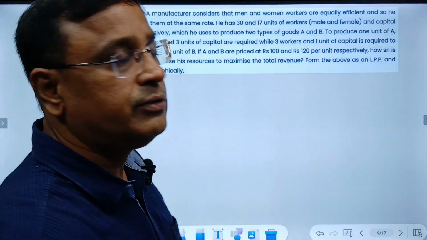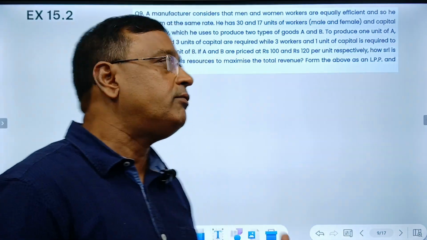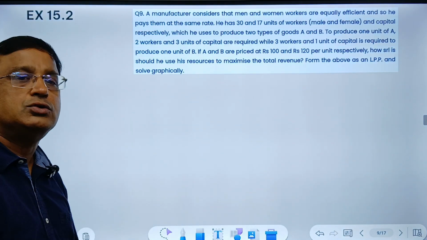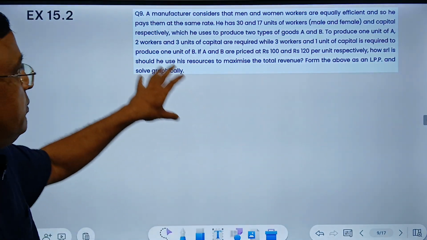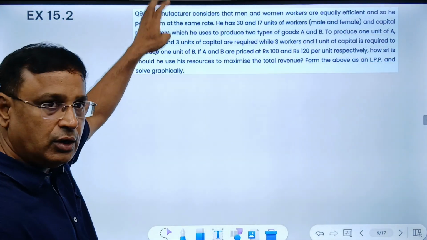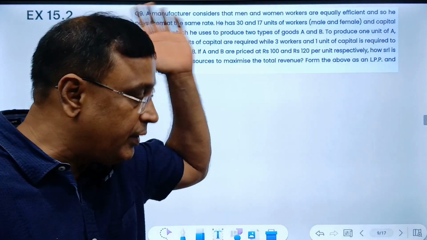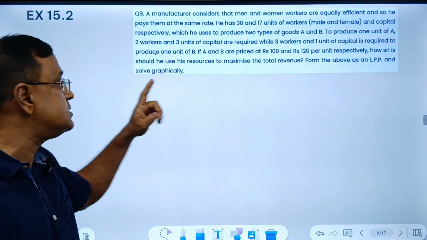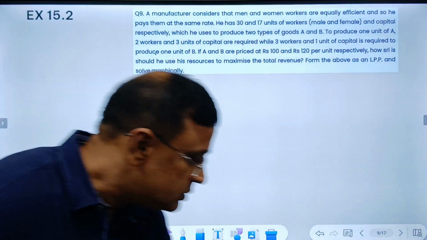Now what I will do here is I will do only the word problems where we formulate the LPP and also solve the LPP. So we will concentrate only on question number 9 to 25. Since there are 25 questions, today we will do only 4 from exercise 15.2. So let us start with this.